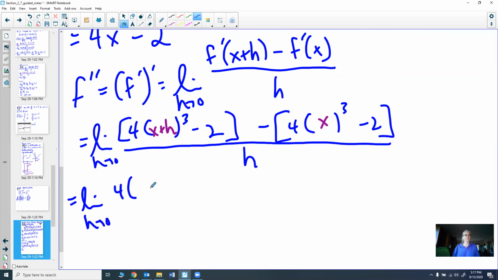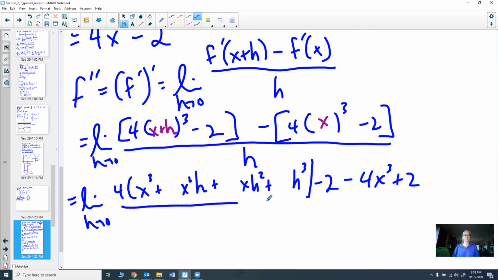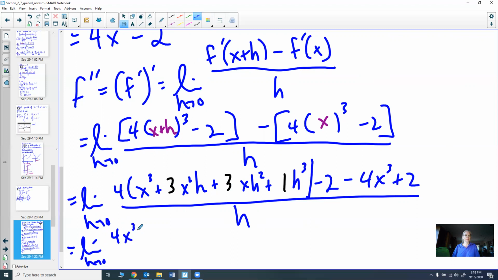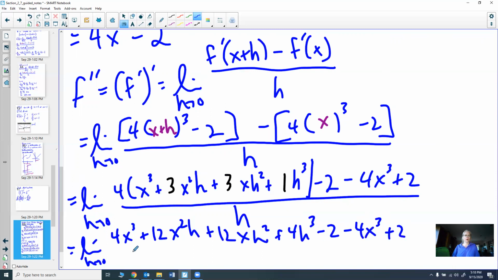So we have 4 times, let's multiply this out. This is going to be x cubed plus something x squared h plus something x h squared plus something h cubed, minus 2, and this is all times 4. And then the minus 2 is not. Then we're going to have minus 4x cubed plus 2 in this after the negative sign, all over h. Multiply the 4 through, but we have to fill in these somethings. So using Pascal's triangle, this would be 1, 3, 3, 1. So we have the limit as h goes to 0 of 4x cubed plus 12x squared h plus 12x h squared plus 4h cubed minus 2 minus 4x cubed plus 2 all over h.